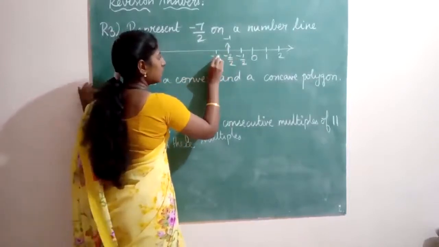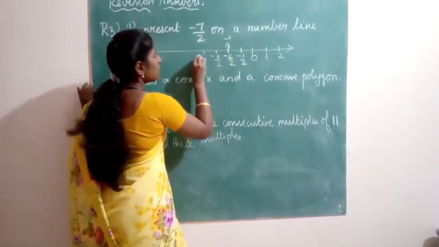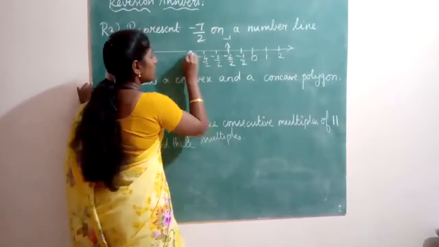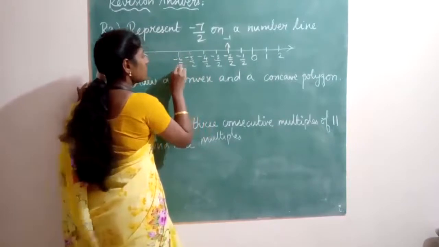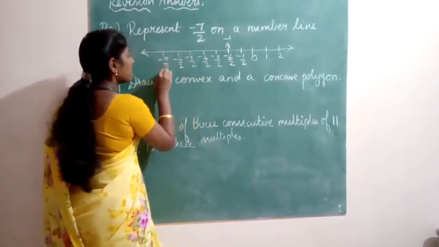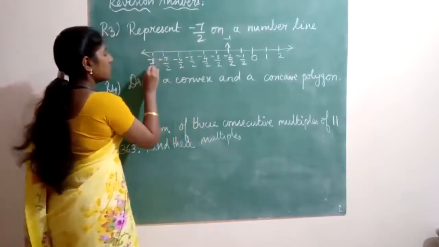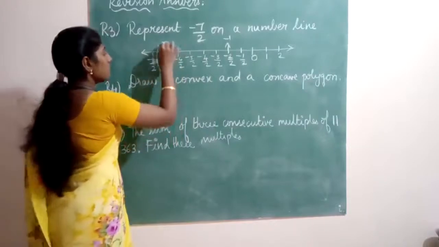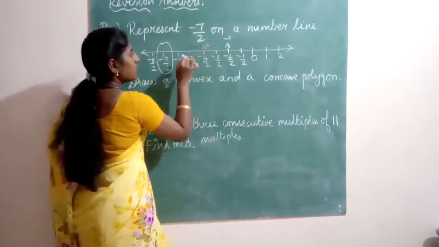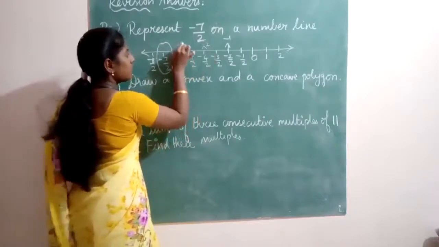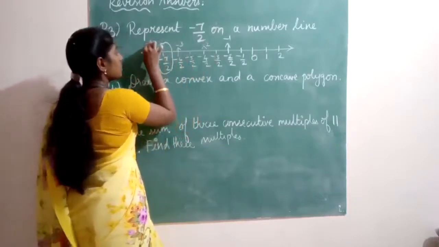Then minus 3 by 2, minus 4 by 2, minus 5 by 2, minus 6 by 2, minus 7 by 2, and minus 8 by 2. So this is what we need. And here it is minus 2, here minus 3, and here minus 4.